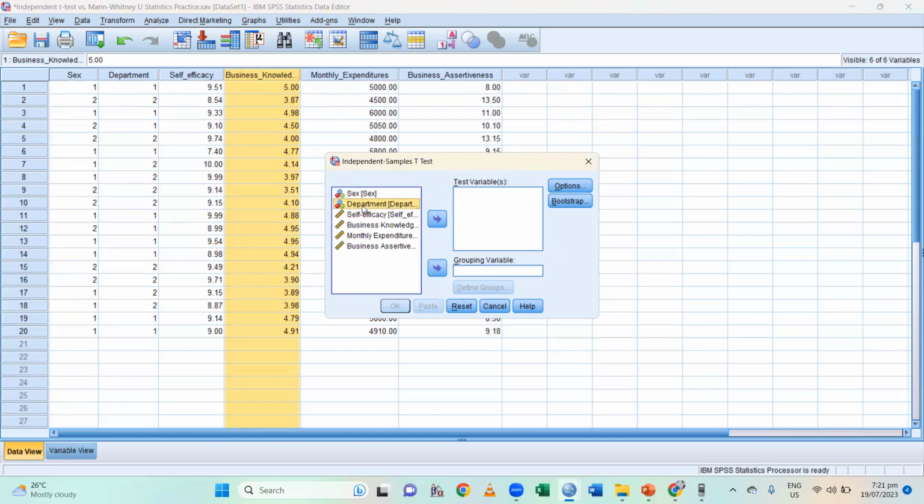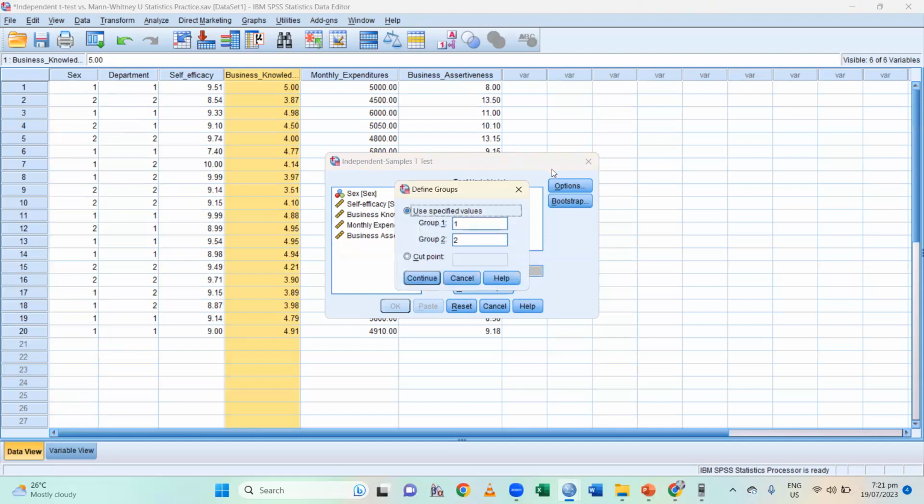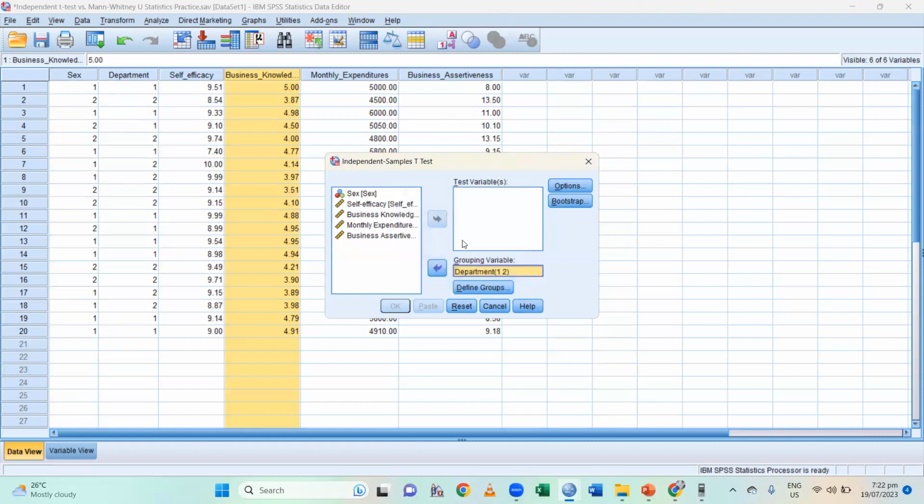Let's have department. Where will I place the department, ma'am? Will it be on the test variable or grouping variable? Grouping variable po, Doc. Okay. Then you see there are question marks. What do we do next? Define groups po. Exactly. Then group 1 will be 1 and group 2 will be 2. Remember, po, 1 is, if I'm correct, that's finance. And group 2 is that of the management group. If that's the case, then we'll continue.